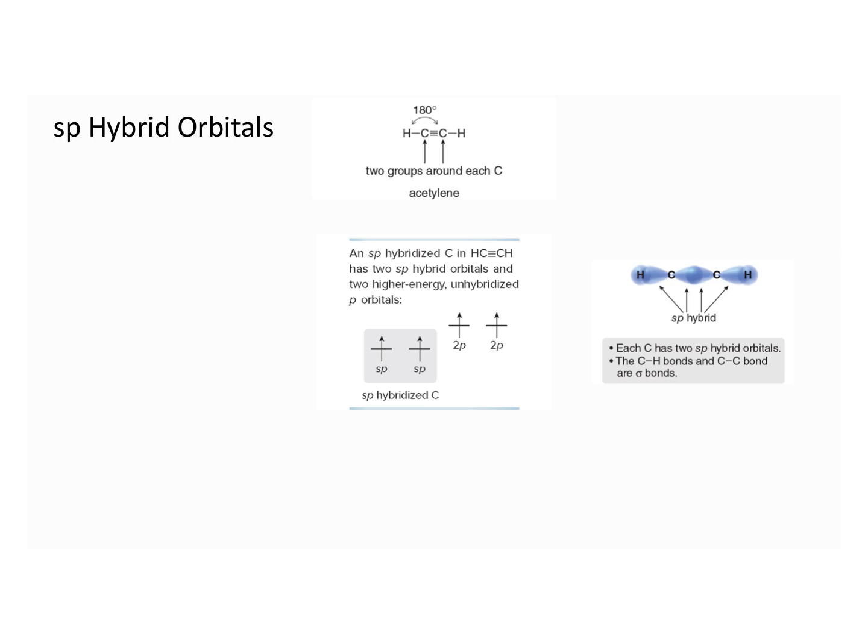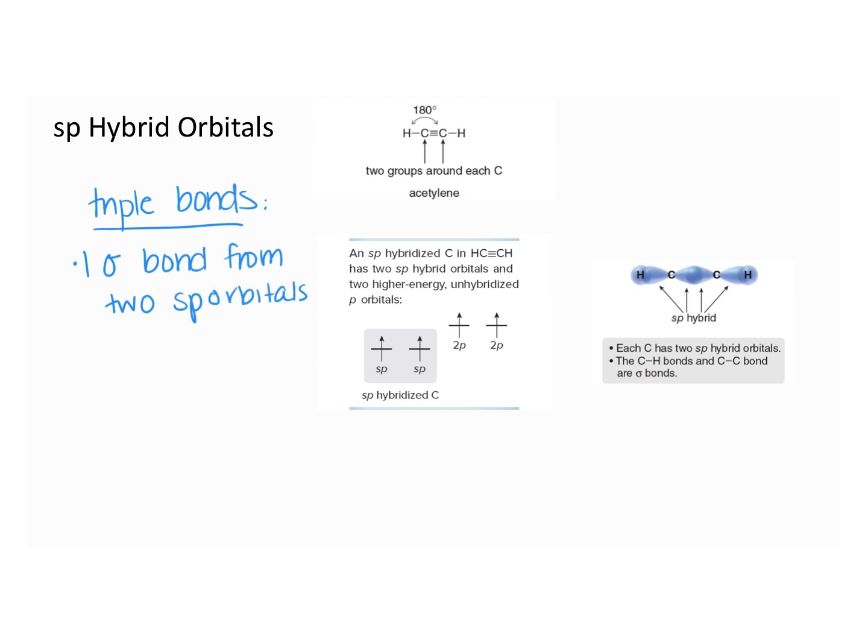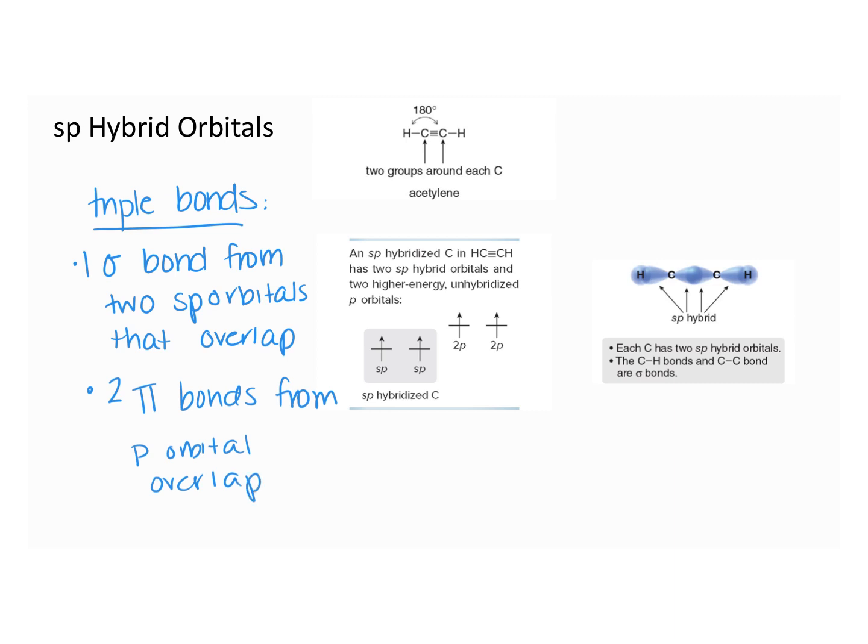When we talk about the sp hybrid orbitals and triple bonds, they have one sigma bond from two sp orbitals that overlap, and they have two pi bonds from the p orbital overlap, because now we have two p orbitals here that are available to overlap.